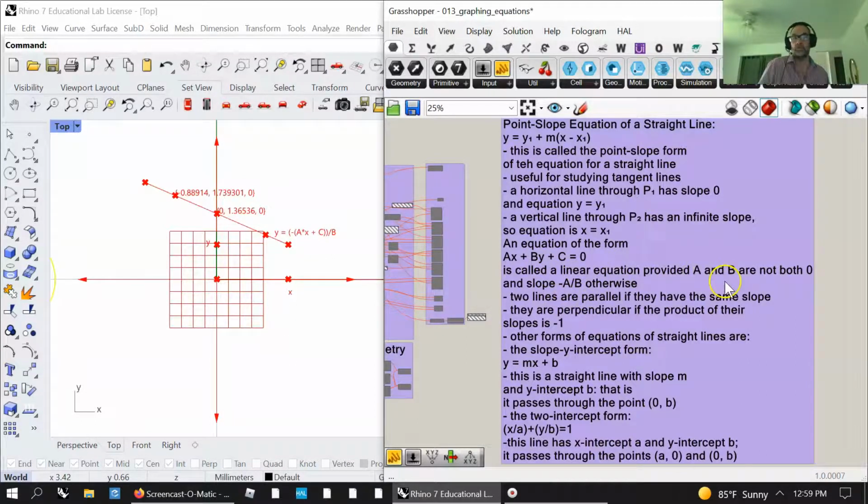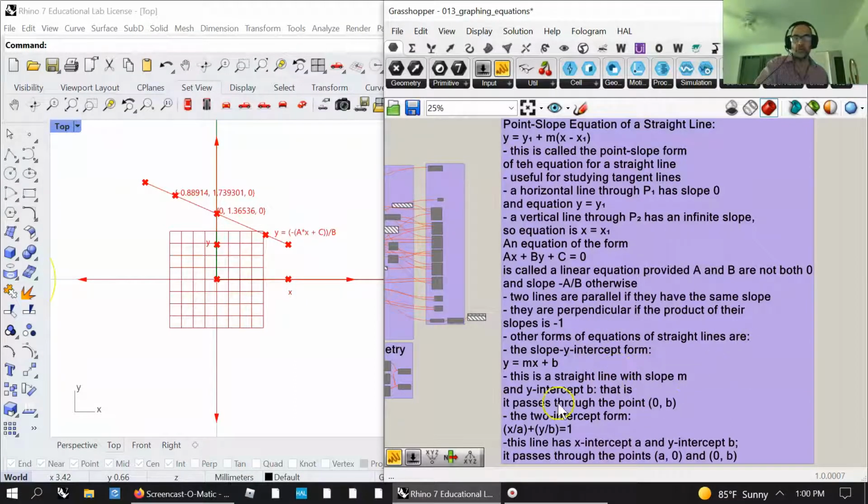And that's the linear equation, provided that a and b are not both 0, and the slope is negative a over b otherwise. The two lines are parallel if they have the same slope, and they're perpendicular if they have a slope of -1, which is very interesting information.